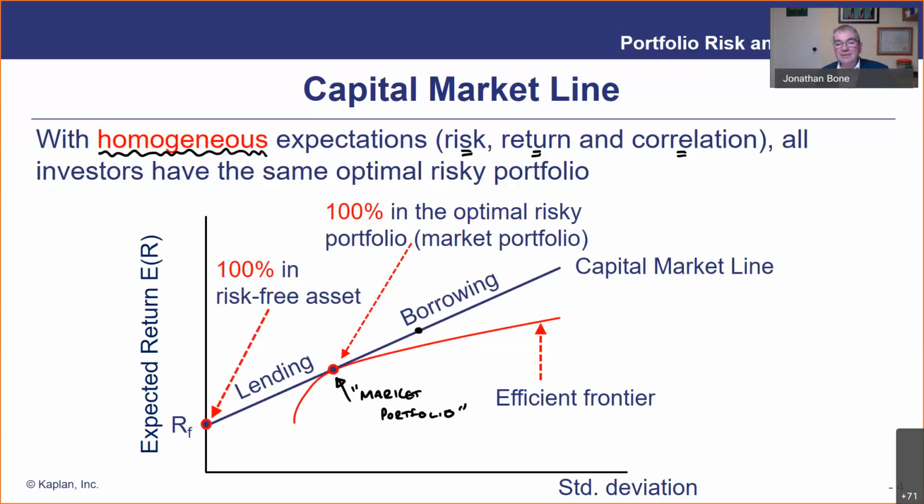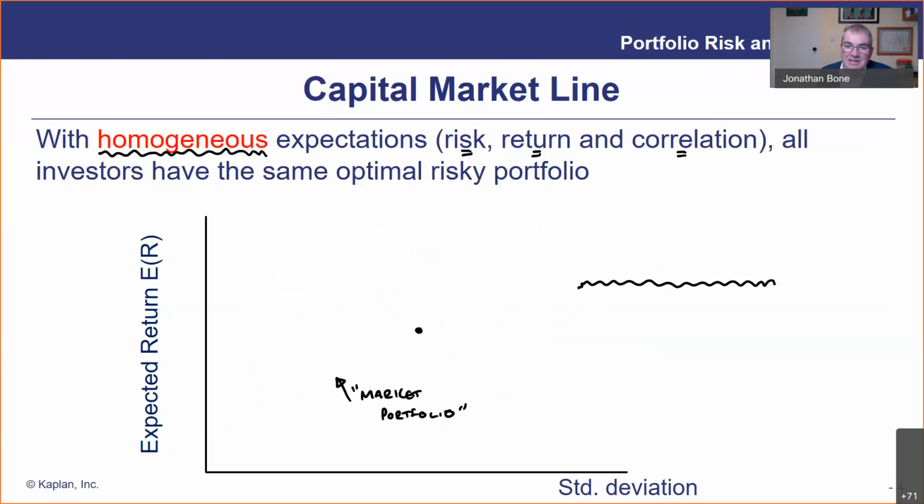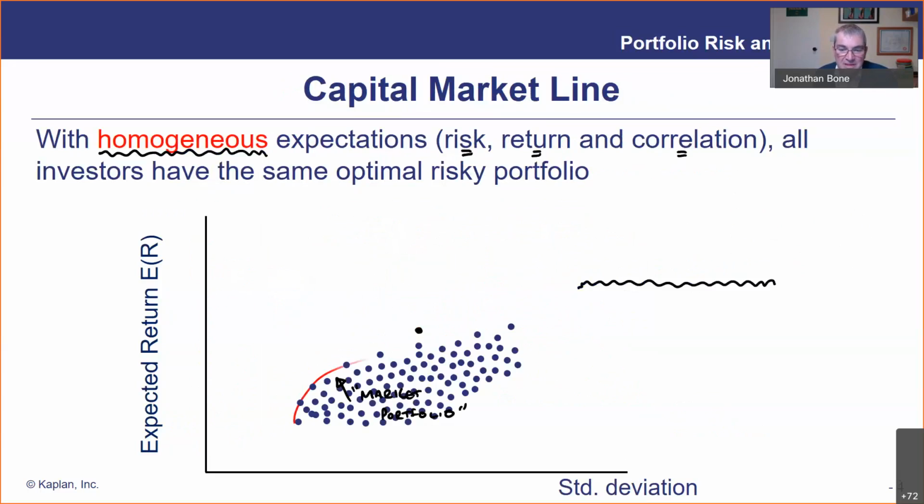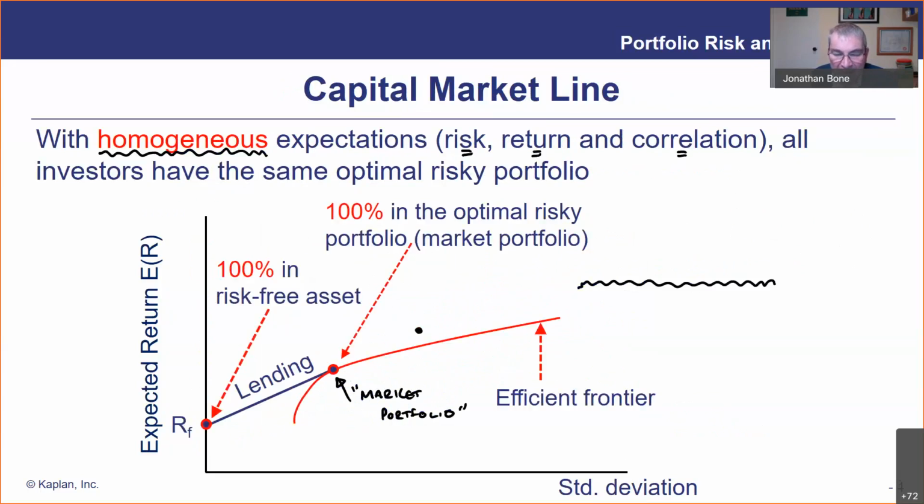Now notice, when we're assuming homogeneous expectations, rather than calling this a capital allocation line, we call it a capital markets line. On the previous slide, we called it a capital allocation line because this is what a fund manager would use to allocate an investor's funds between a risky portfolio and a risk-free asset. Here, because we're assuming homogeneous expectations, it's not really about allocating investors' funds, and therefore we call it the capital markets line. So just be aware of those different definitions in words.